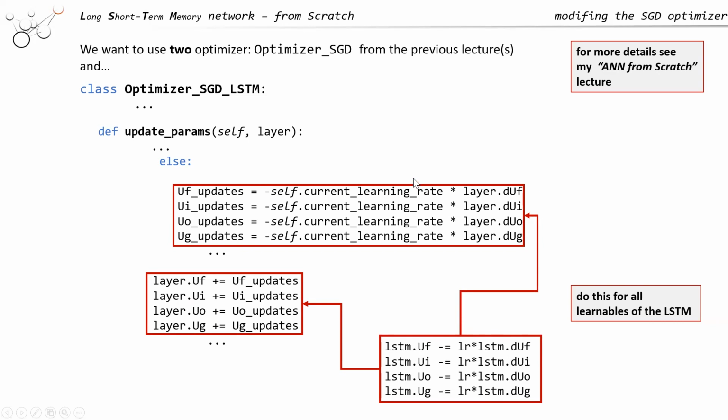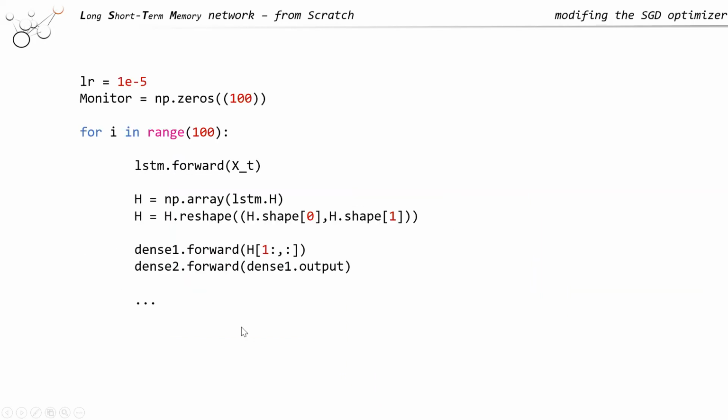So we want to use two optimizers, the one optimizer for the dense layer and the other optimizer for the LSTM, and therefore we want to call it optimizer SGD underscore LSTM. So that's the plan. And of course, then we want to test it, and then hopefully it's going to work.